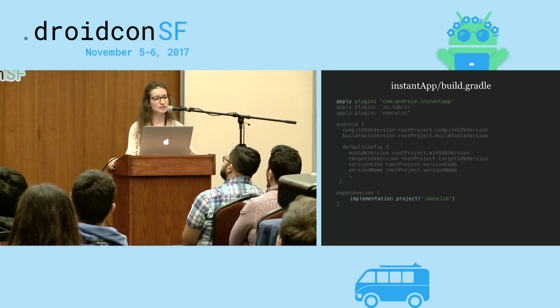The build.gradle file of the instant app module will have a different plugin. It's com.android.instantapp. In the dependencies block, we pretty much do the same thing as we've done in the app module.